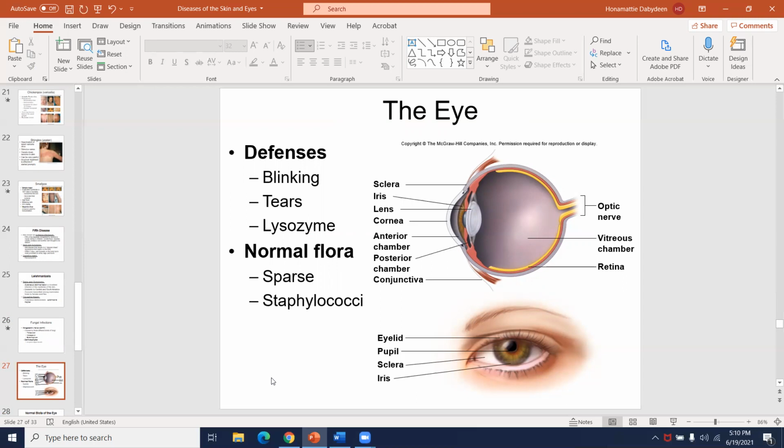Then, of course, you have mucus in the conjunctiva. And mucus is there. All your mucus membranes, they're there for a reason. The mucus that is secreted will trap microorganisms and try to get rid of them. And then we know that the blinking of the eye and the flow of the tears will prevent organisms from attaching to the eye.